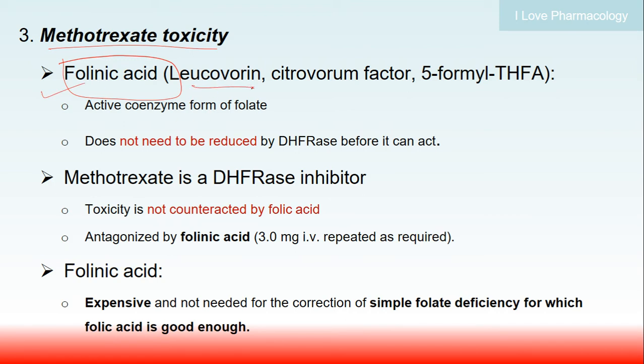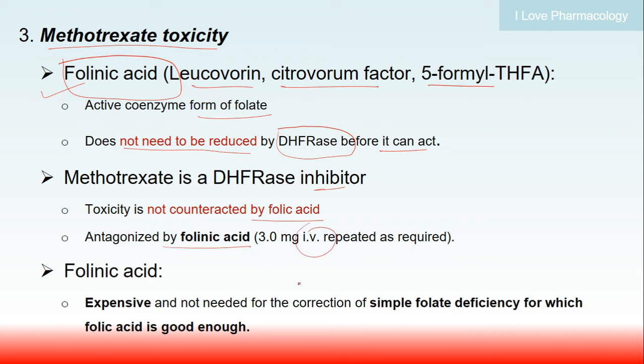It is also called leucovorin or citrovorum factor, 5-formyl tetrahydrofolic acid, the active coenzyme form of folate, which does not require reduction by the dihydrofolate reductase enzyme before it can act. As you know, methotrexate is a dihydrofolate reductase inhibitor. If you give folic acid, it again requires dihydrofolate reductase to get activated. So in such cases you need to give folinic acid. Methotrexate toxicity is not counteracted by folic acid; it is antagonized by folinic acid.